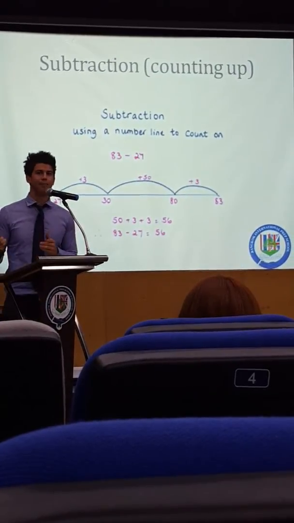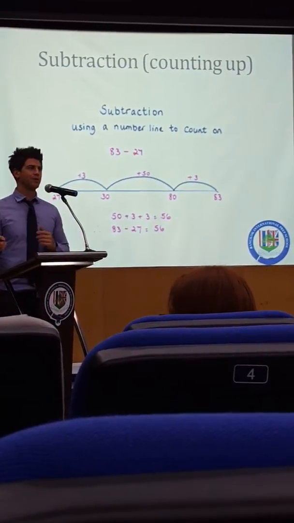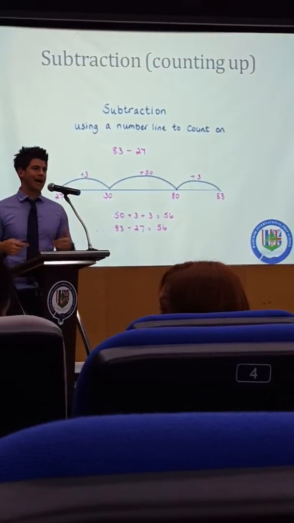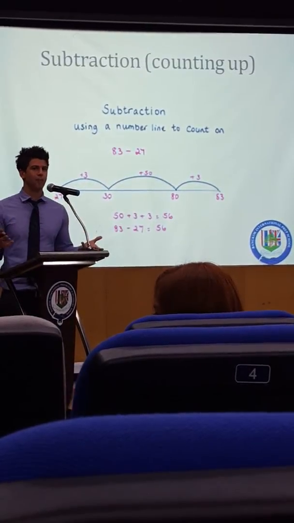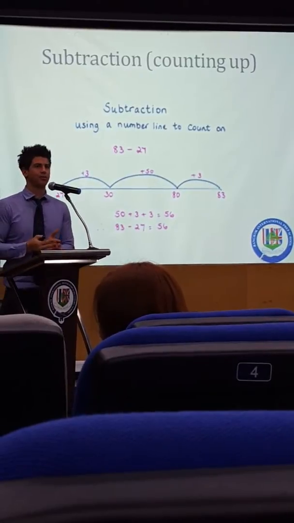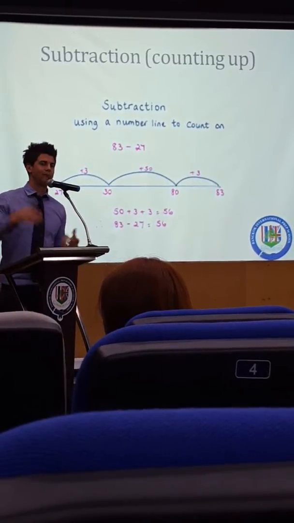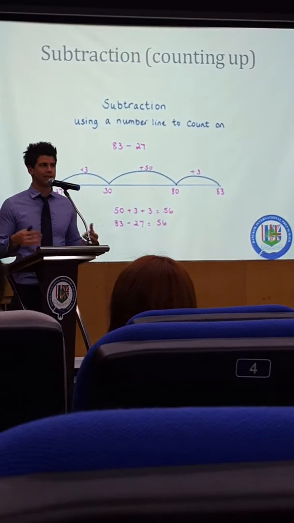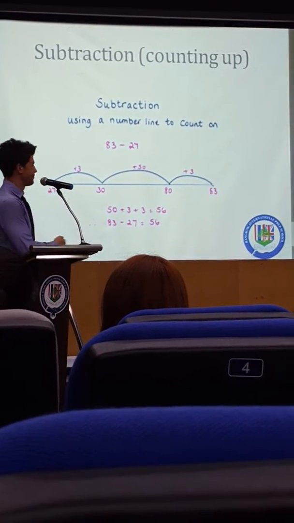Then there's the counting up. So the more connections you can make between operations, the better. Adding and subtraction are the inverse operations. They have connections to each other. If you start at the lower number at the bottom and count up, that's the difference between those numbers. That's what subtraction is asking for, the difference.